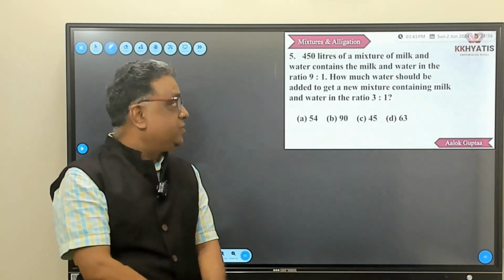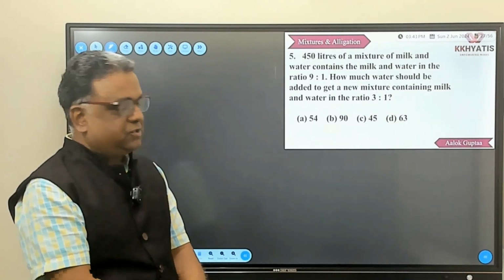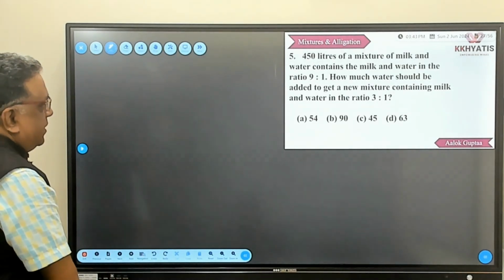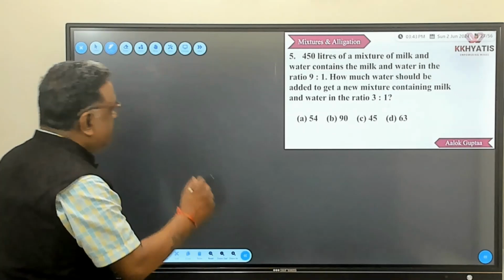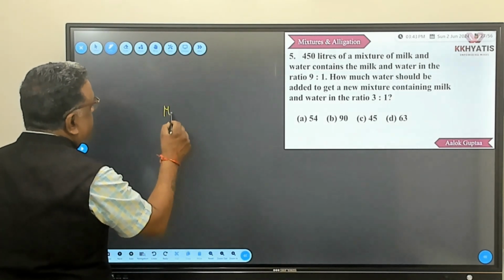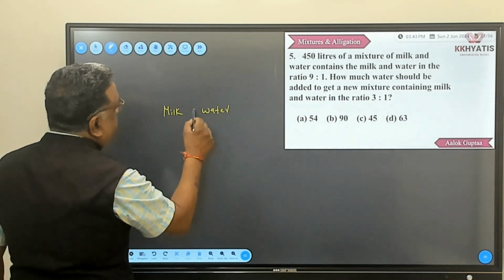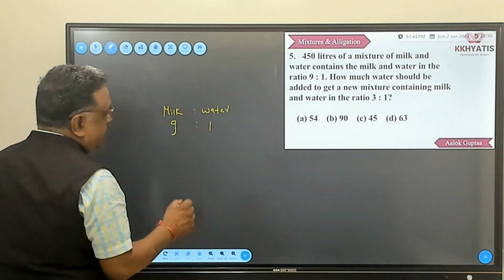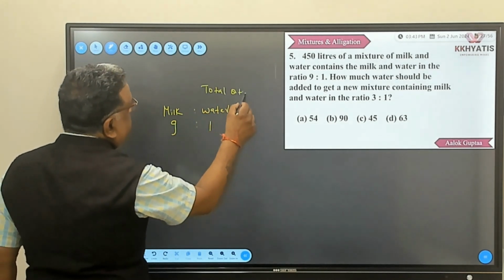450 liters of mixture of milk and water contains milk and water in the ratio 9:1. Okay. How much water should be added to get a new mixture containing milk and water in the ratio 3:1? Okay. So there is milk, there is water. They are in the ratio 9:1 and the total quantity is 450.